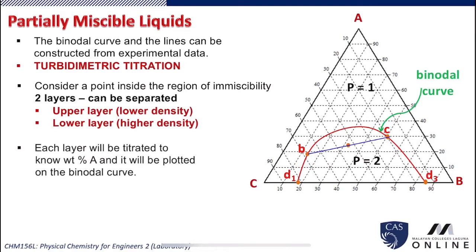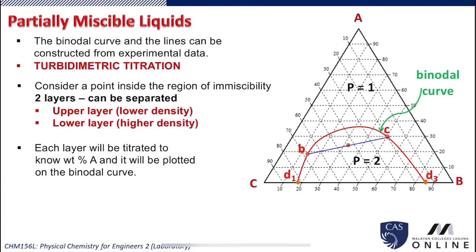So each layer would be titrated to know the weight percent of A, and it would be plotted on this binodal curve. So for example, we have here this point. We just have to get the two layers. We're going to titrate each so that we could determine percent A. So if we know percent A, we can plot that. Let's say for the upper layer, we determine percent A to be equal to, let's say, 30. That's why we plotted here 30% of A. And then the lower layer, let's say, that is equal to 19. So we plotted here 19 in terms of percent A. So that's what we're going to do.